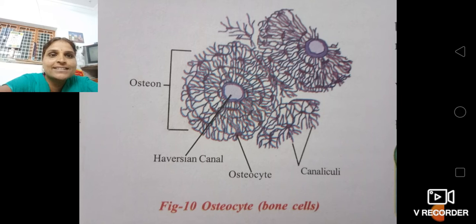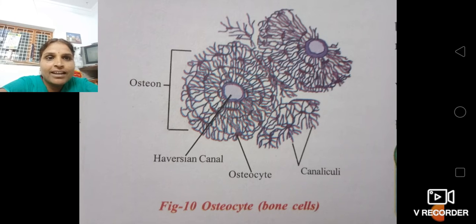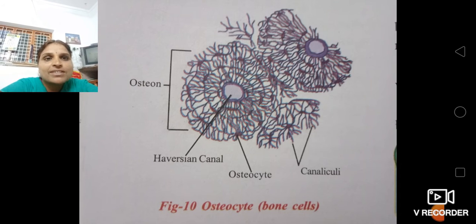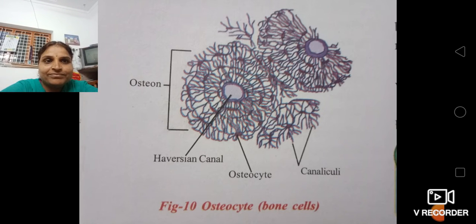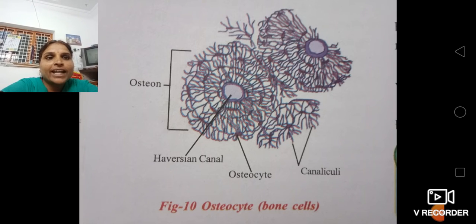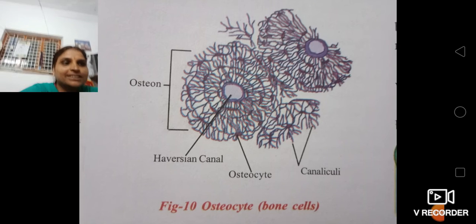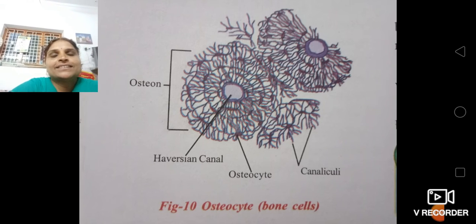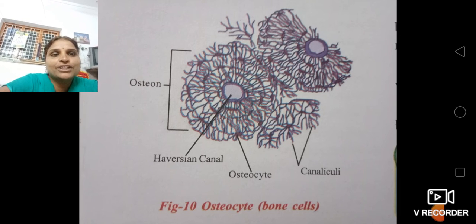In this picture, all of you observe carefully. The Haversian canal is there. In the middle, the tube-like structure is the Haversian canal. The Haversian canal is surrounded by osteocytes. This total structure is called an osteon. Canaliculi are formed from the osteocytes. This is areolar tissue, adipose tissue, and bone.